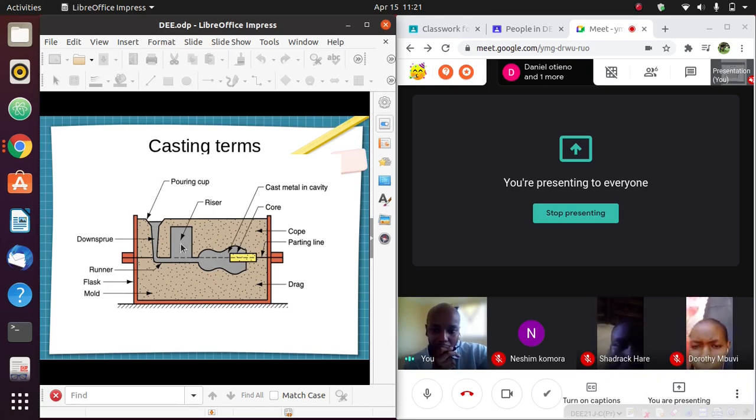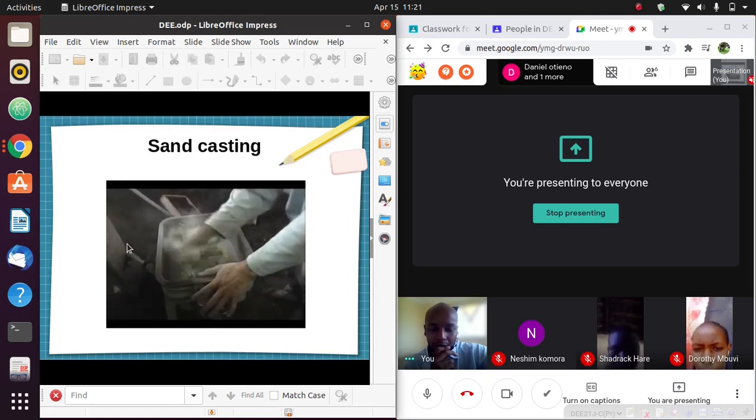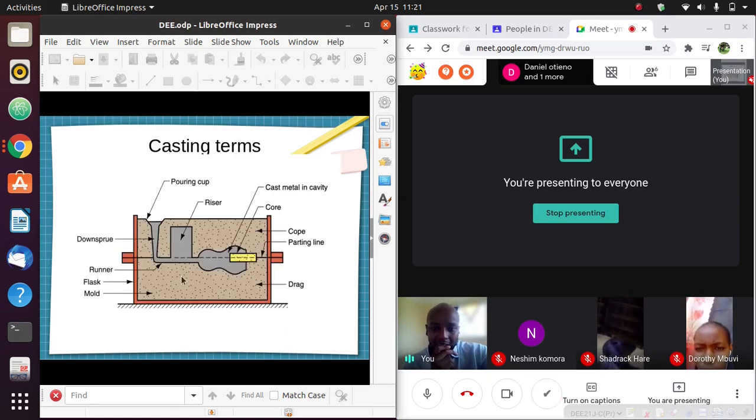Kisha jaza cavity, we have something known as a riser. A riser is what will help you know whether the cavity imejaa. Kwa sababu you cannot see what is going on within the sand, you need something to help you know whether that cavity imejaa, whether the molten metal has filled the cavity. So we have something known as a riser.